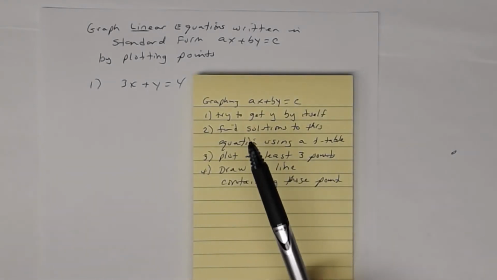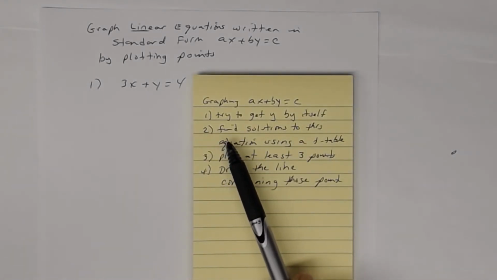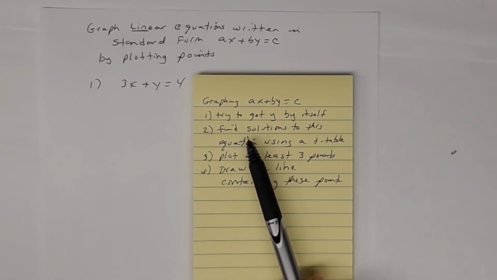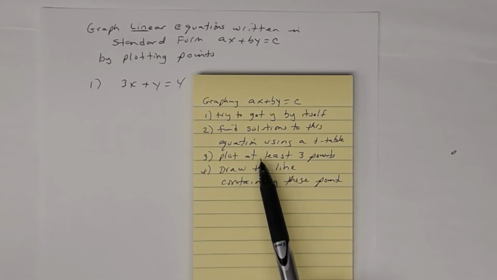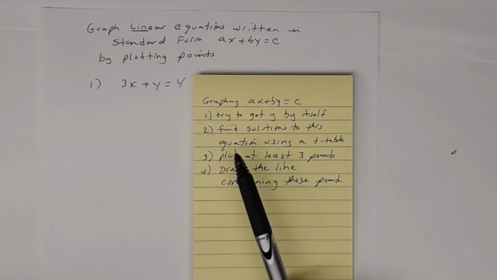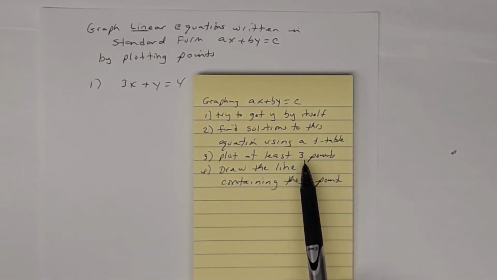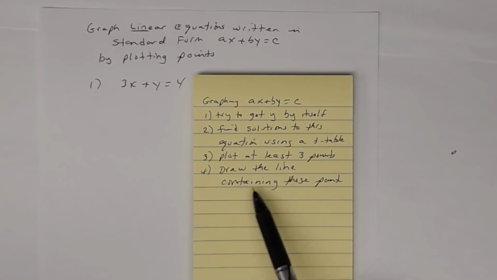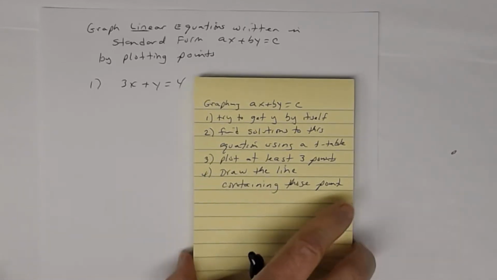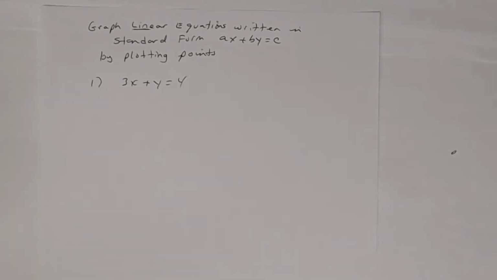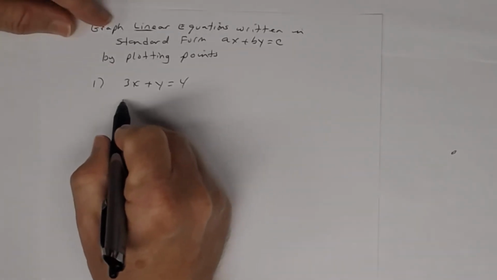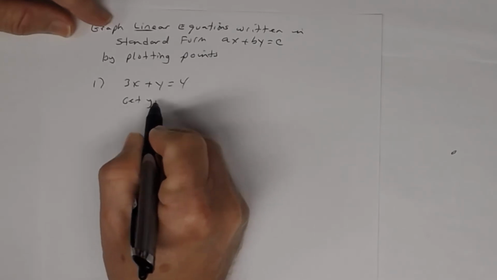So first, if possible, try to get y by itself. Next, just like in the previous lesson, you're going to find solutions to this equation using a t-table, and then plot at least 3 points. We just talked about the fact that in the previous lesson, if you only did 2 points, you saw in a couple of the examples that we would have drawn the wrong graph. Then draw the line containing those points. In number 1, it is very easy to get y by itself, so let's do that. Step one is to get y by itself.